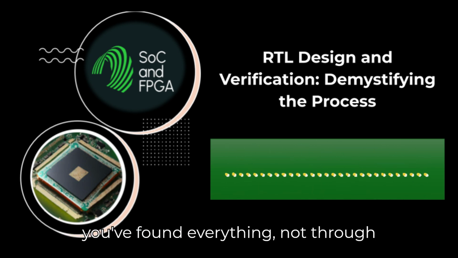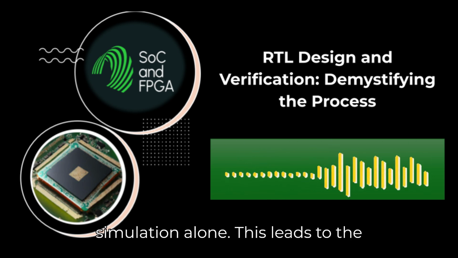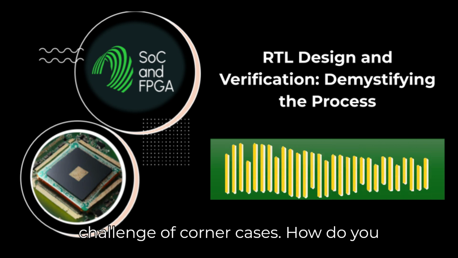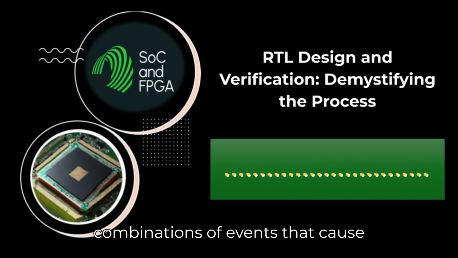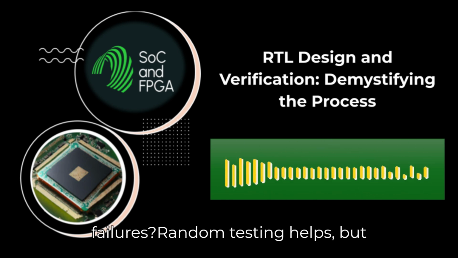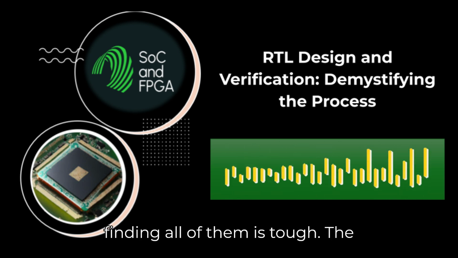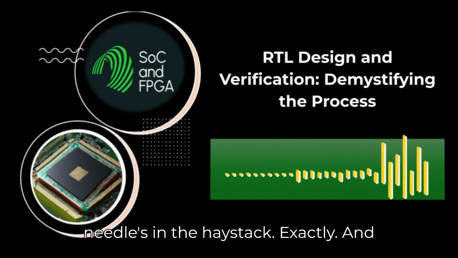So you can't guarantee you've found everything. Not through simulation alone. This leads to the challenge of corner cases. How do you find and test those rare but critical combinations of events that cause failures? Random testing helps, but finding all of them is tough. The needle in the haystack.